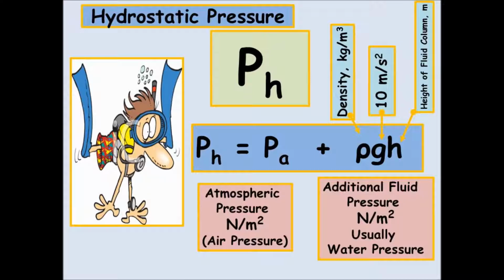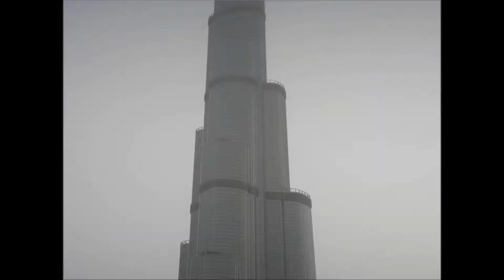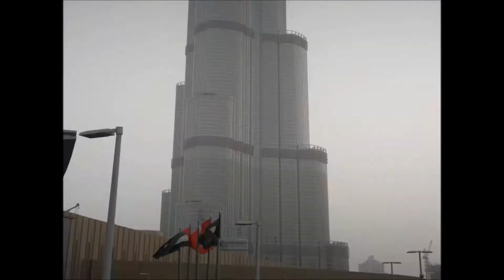Atmospheric pressure is newtons per square meter. That's air pressure. Additional fluid pressure, newtons per square meter, is usually the water pressure. This is called hydrostatic pressure. And the height of the fluid column will be very important in this particular example. Now, remember, 1 Pascal is 1 Newton per meter squared.